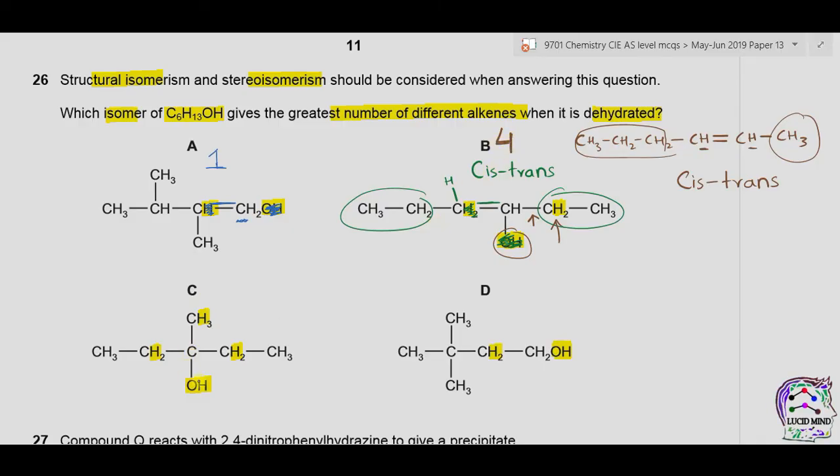Now looking into part C, we can see that if OH is removed from this carbon and hydrogen is removed from this carbon, then simplified product would be like this. As we can see that with this carbon we have one hydrogen and one methyl group attached, and again with second carbon we have one methyl group and one ethyl group attached. So cis-trans isomers are possible. Now with the second possibility, if OH is removed from this carbon and hydrogen is removed from this carbon atom, then the product will be like this.